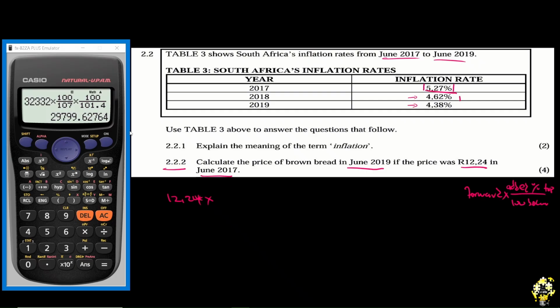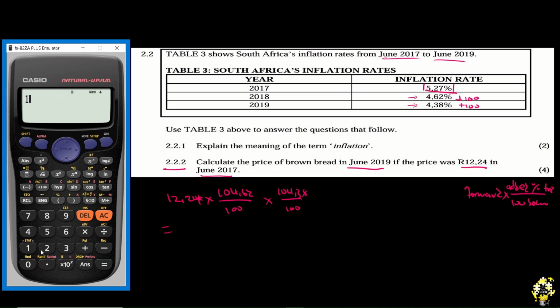So you say plus 100, because these are what has to stay at the top. So now we are going to say 100 plus 4.62. Let's see what we have. 104.62 over 100. And then again, let's see what we have when we say 100 plus 4.38. So it's going to be 104.38 below.